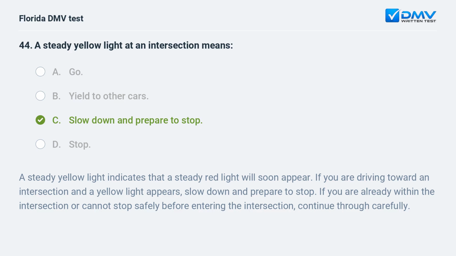C. Slow down and prepare to stop. A steady yellow light indicates that a steady red light will soon appear. If you are driving toward an intersection and a yellow light appears, slow down and prepare to stop. If you are already within the intersection or cannot stop safely before entering the intersection, continue through carefully.